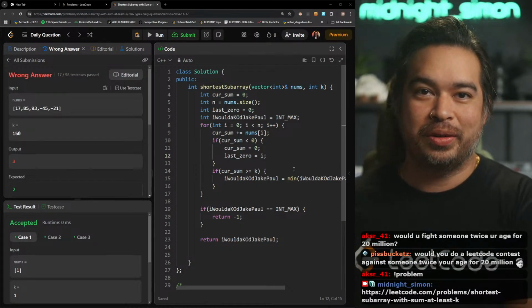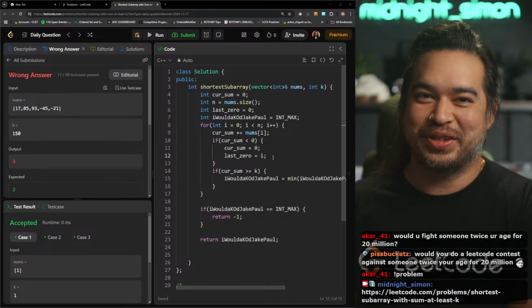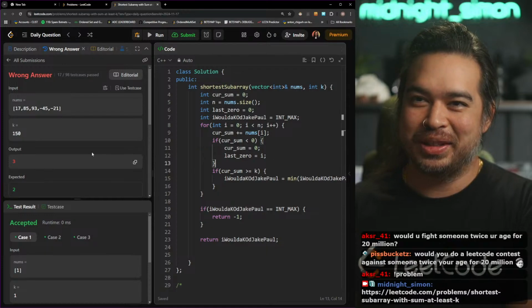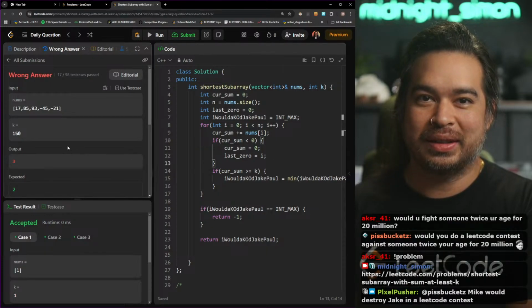Would you do a LeetCode contest against someone twice your age for 20 million? I do that all the time, man.